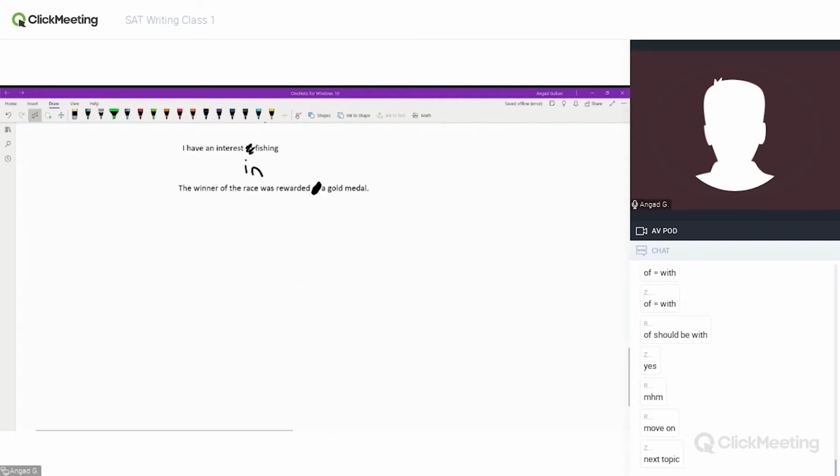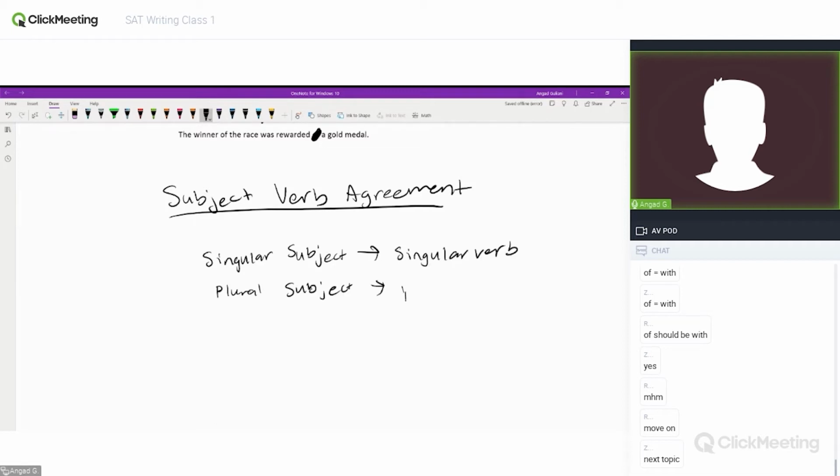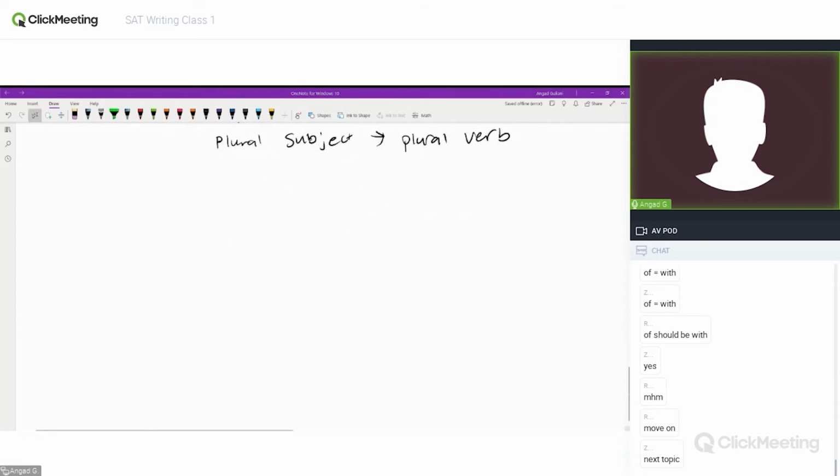What we're going to do now is get on to subject-verb agreement. In essence, most of you guys should know this, but subject-verb agreement is basically where the subject and the verb tenses agree. So a singular subject has to go with a singular verb. Likewise, for a plural subject, has to go with the plural verb. All right, so let's use an example sentence.